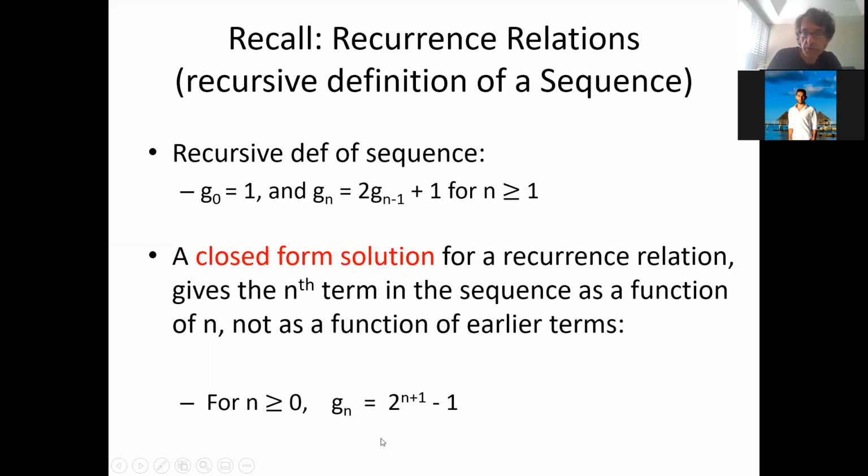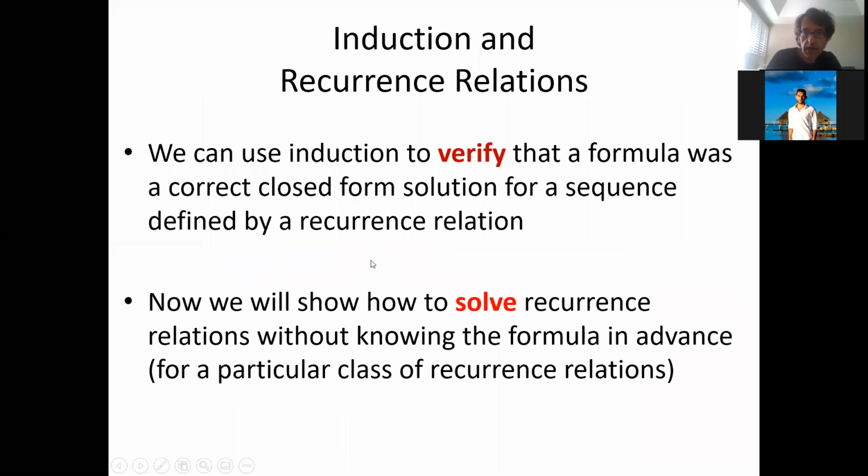So that's what we did last week and the week before. On test 1, you were given some formula and a recurrence relation, and I asked you to use induction to prove that this formula is correct. But how do you come up with these formulas? This is what we're talking about now. Okay, how to solve the recurrence relations?